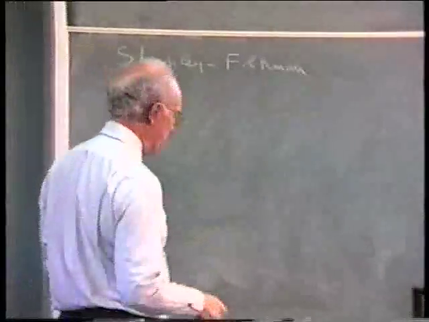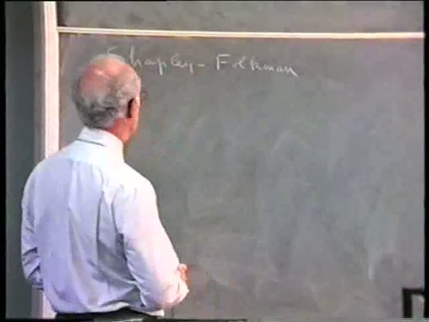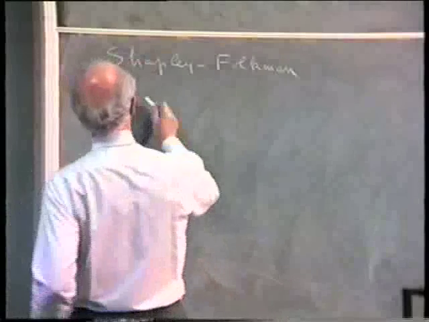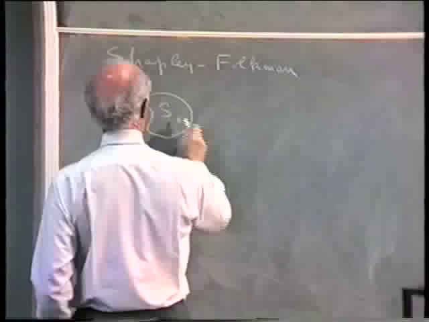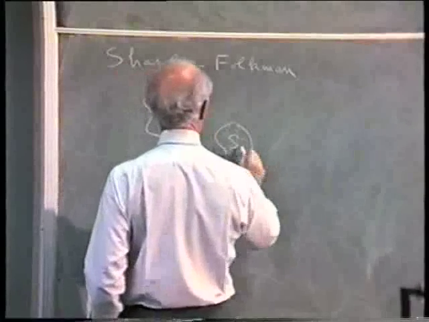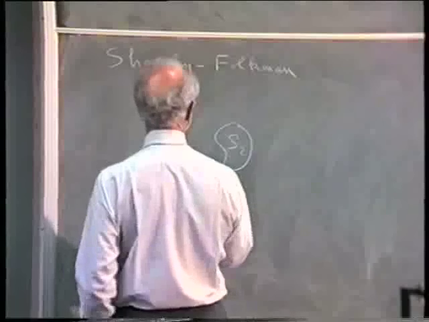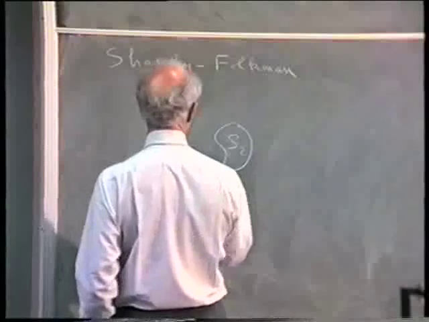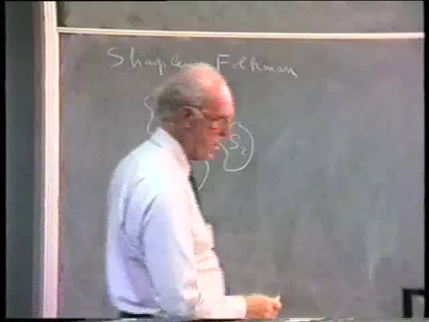What does it say exactly? I will first say it loosely and then be very precise. If you take sets S1, S2, ..., SM, and I will assume that they are compact.